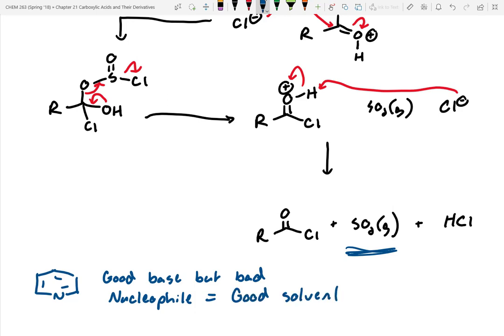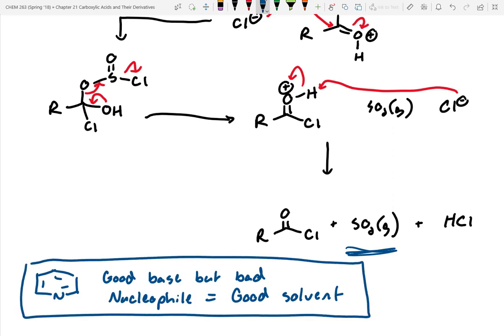We don't want it to be a good nucleophile because we don't want it to substitute off the chlorine for a pyridine. We just want it to absorb protons, so it's commonly used in this reaction. Any sort of tertiary amine will also work, like triethylamine.